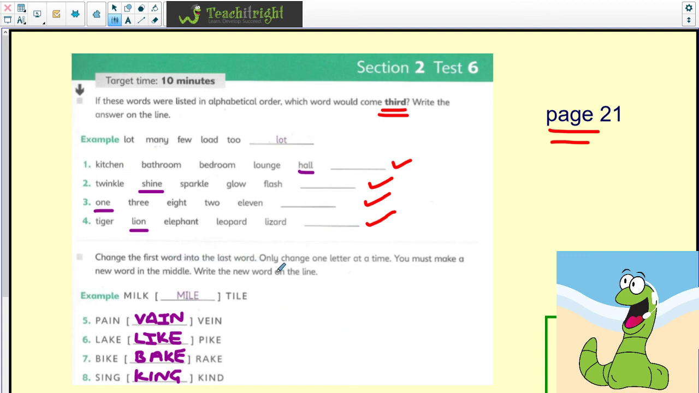Change the first word into the last word. Only change one letter at a time. You must make a new word in the middle. Write the new word on the line. So we've got pain turning to vein, and then vein again, but the vein in your arm. Lake, like and pike. Bike, bake and rake. So again, we're just changing one letter at a time. Sing, king and kind. So with these, and we have done these before, look at letters that are the same on both sides. That's my starting point. And then you can slot in the other letters until it makes a word, but you only change one letter at a time.